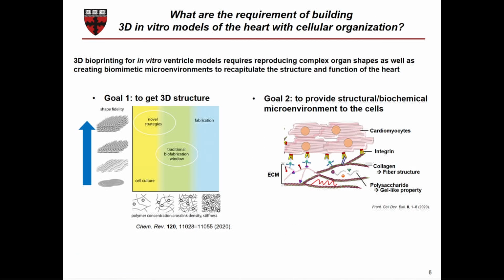So in my research, to build a 3D in vitro model of the heart with cellular alignment, I had two goals I wanted to achieve. The first one is to get this 3D structure with the organ shape, or with the accurate shape of the ventricle. The second goal is to provide the structural cues so that the cells can be aligned within the scaffolds.